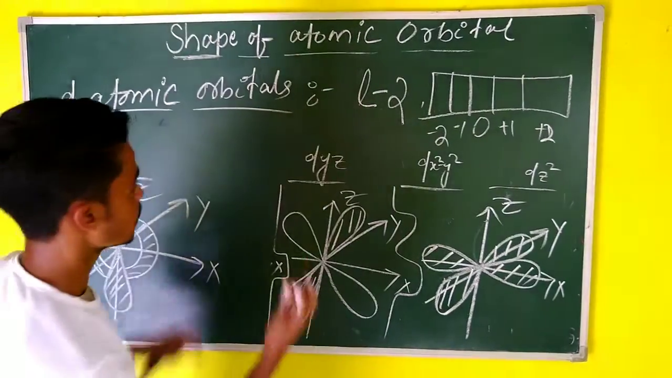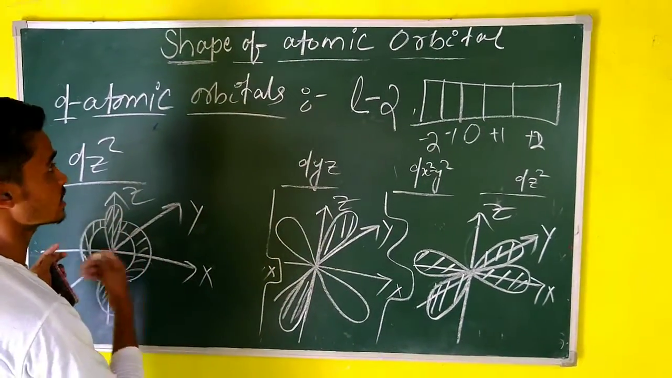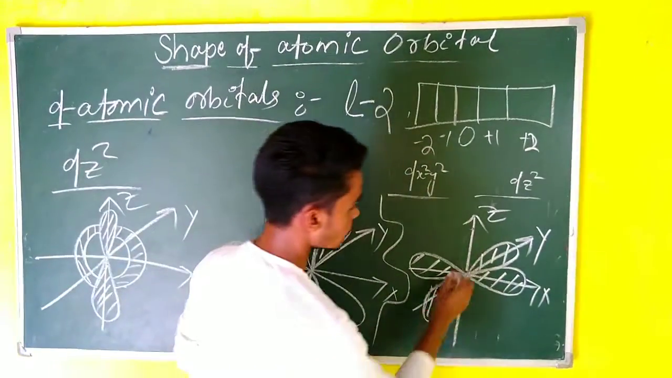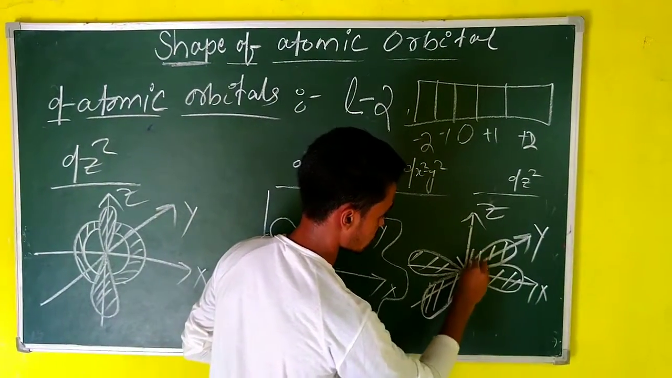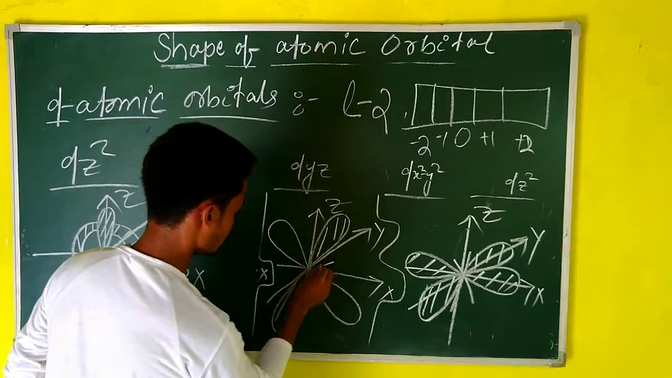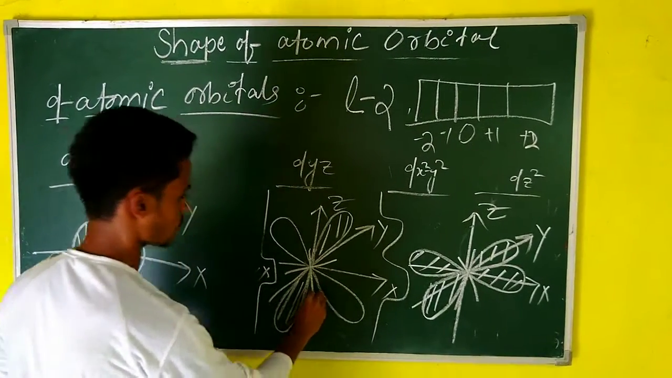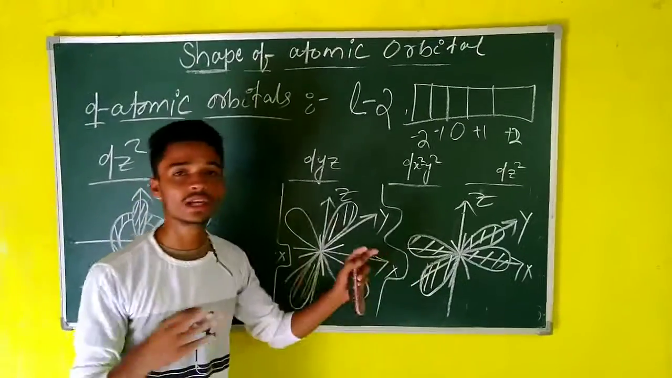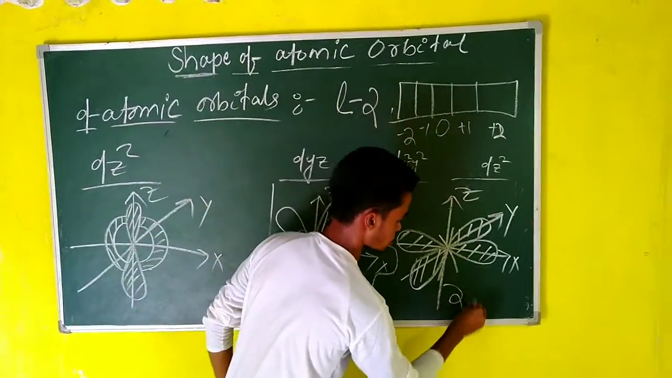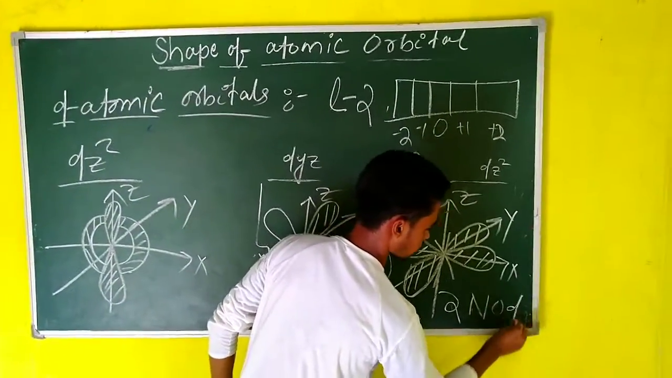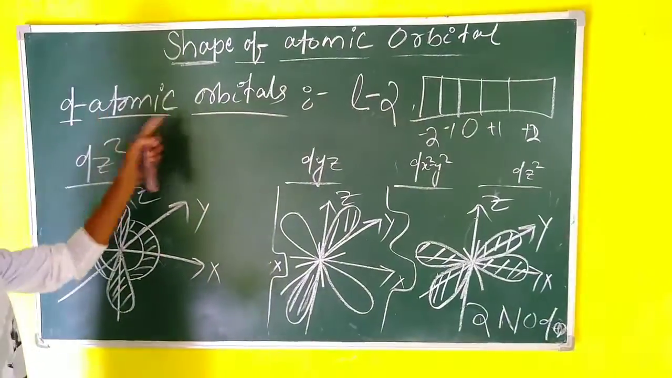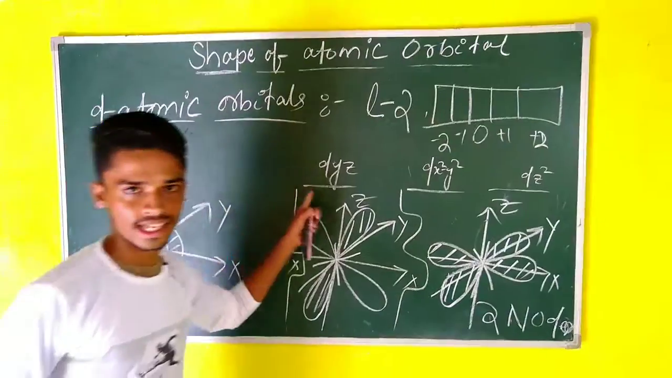So in all five orientations of the D atomic orbitals, two nodes are present in between the axes. Two nodes are present where the probability of finding an electron is 0. These are all about the shape of D atomic orbitals, students.